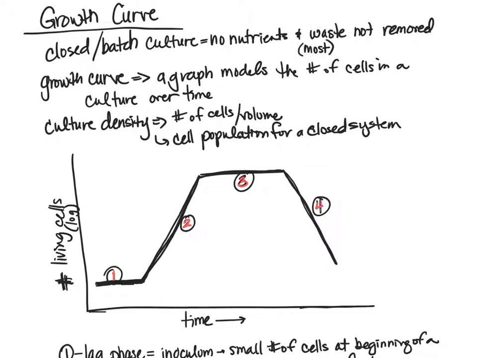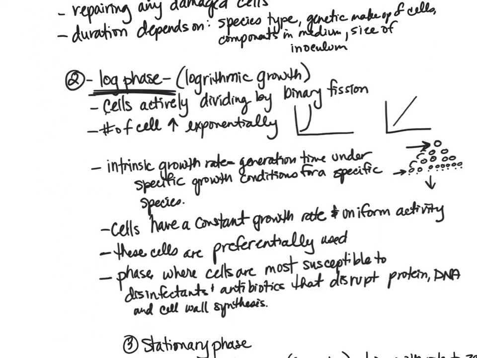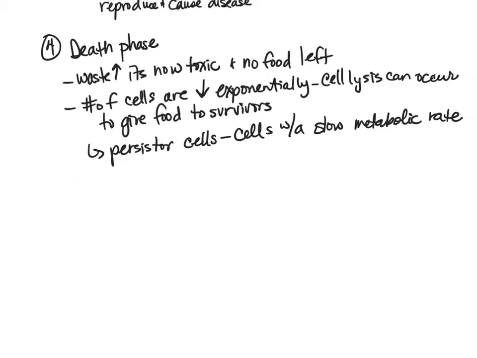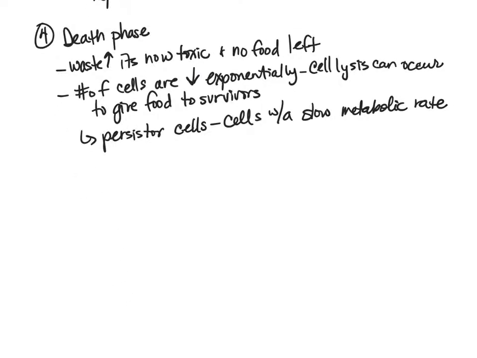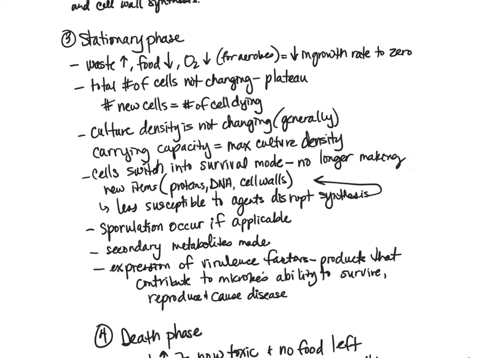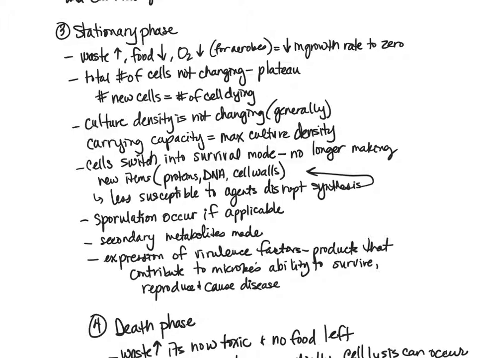And then that increase in waste starts to take over to where it's toxic to the cells, and they have a serious lack of nutrients, so they start to die off. And then we get back to our 0 point, or a very low number. The reason I say very low number is because we may have some of those persister cells hanging around for a while, and or we may have spores that are hanging out. Because remember, in our stationary phase, this is when the cells would notice that toxins are building up, nutrients are going down. Now it's time to go through sporulation to protect themselves.